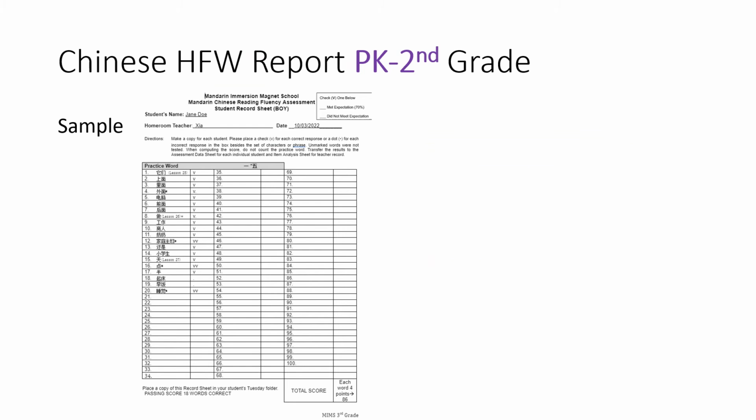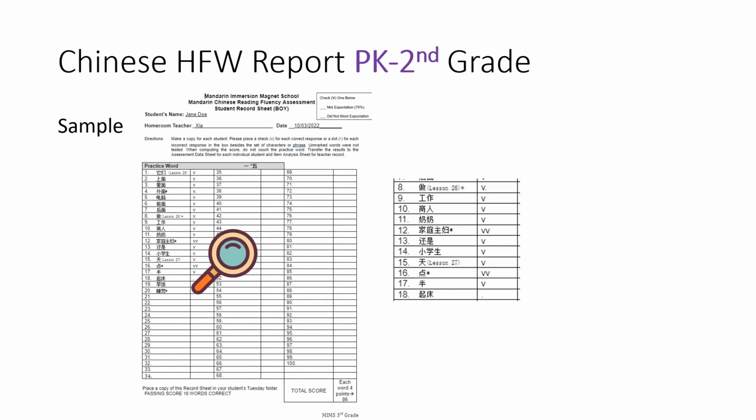There are two reports you will see. For pre-K through second grade students, you will receive the Chinese high frequency word report. This is what the report looks like. It will say BOY. Let's look closer into each item. On the left side, behind the numbers, you will see the words that students get tested on, and the right side has some checks and then dots.